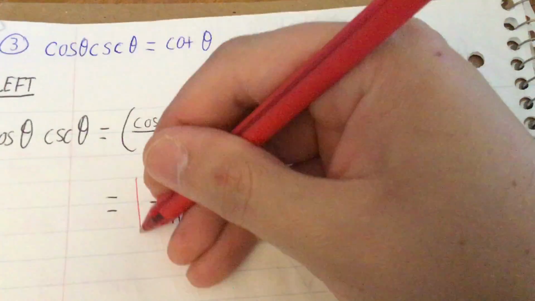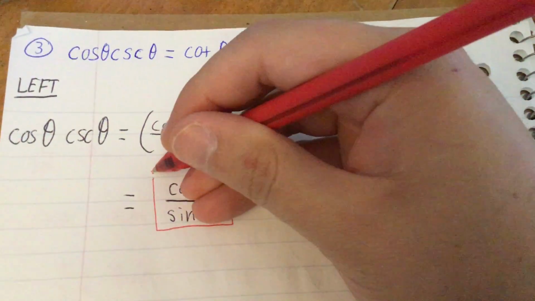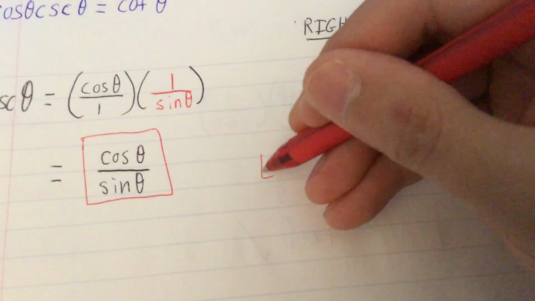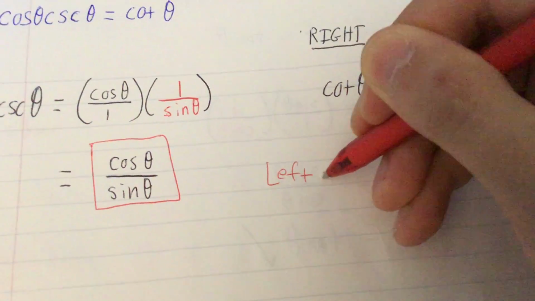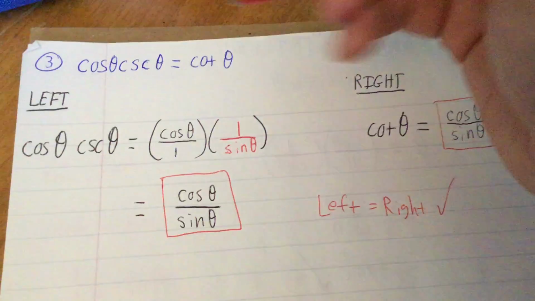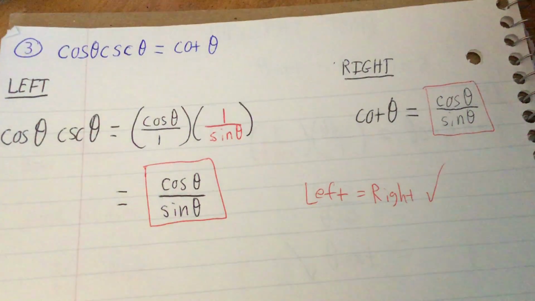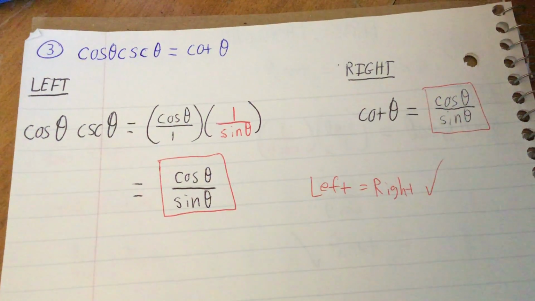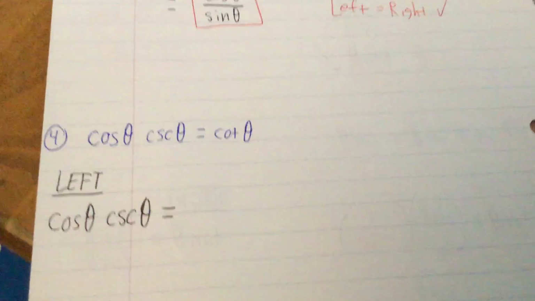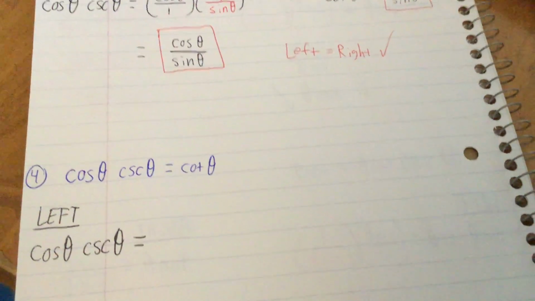This is a thorough proof. Because if the left leads to cosine over sine and the right leads to cosine over sine, this is enough information to say that the left is equal to the right. Therefore, cosine of theta, cosecant of theta is equal to cotangent of theta. But that's not the only way you can do it. I'm sure there's multiple ways to do it, but the two that come to mind are left and right meet in the middle, or left proves right.